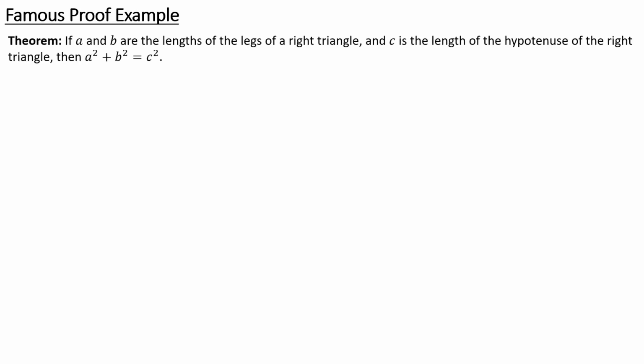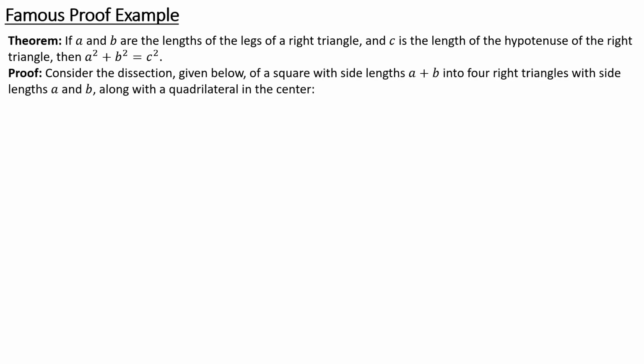So the example is a famous proof example. You've probably heard of it. If a and b are lengths of the legs of a right triangle and c is the length of the hypotenuse of the right triangle, then a squared plus b squared equals c squared. This is the Pythagorean theorem, and we're going to prove it. If you've taken a math history class, you know there are hundreds and hundreds of these, and we're going to work through one of them. We're not doing all of them, of course.